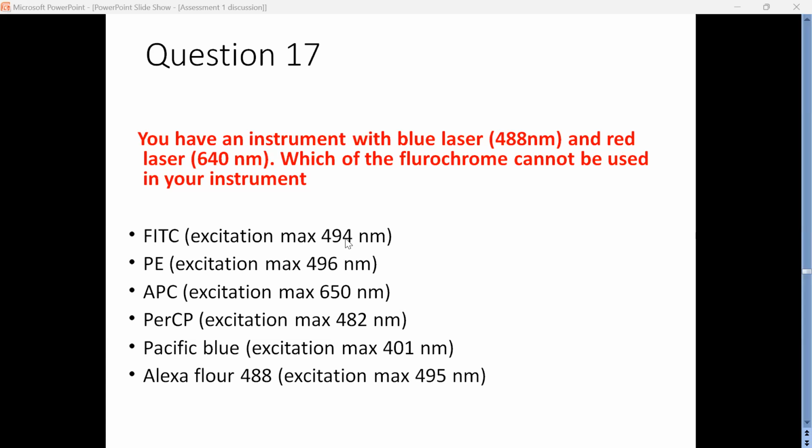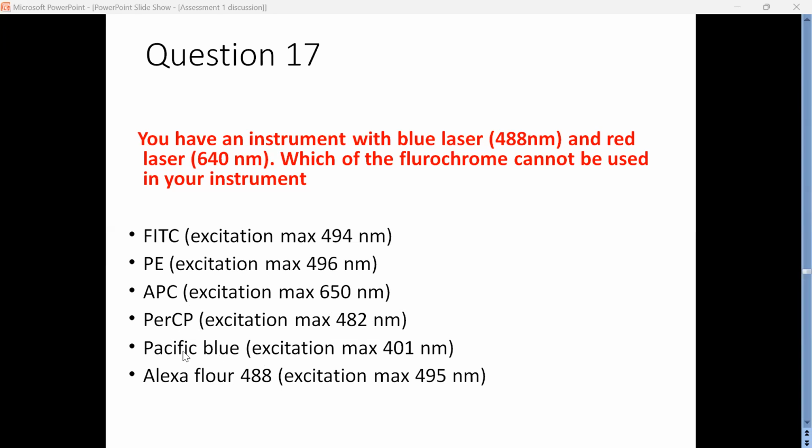FITC excitation maximum is 494. So 494 is very close to 488. So you can use FITC. Second, PE has excitation maximum 496, which is very close to 488. Again, you can use PE. Now coming to APC, excitation maximum is 650, which is very close to 640. Okay, so you can use APC. Coming to PerCP, which is peridinin chlorophyll, this excitation maximum is 482, which is close to 488. Again, you can use PerCP, which will be excited by the blue laser.